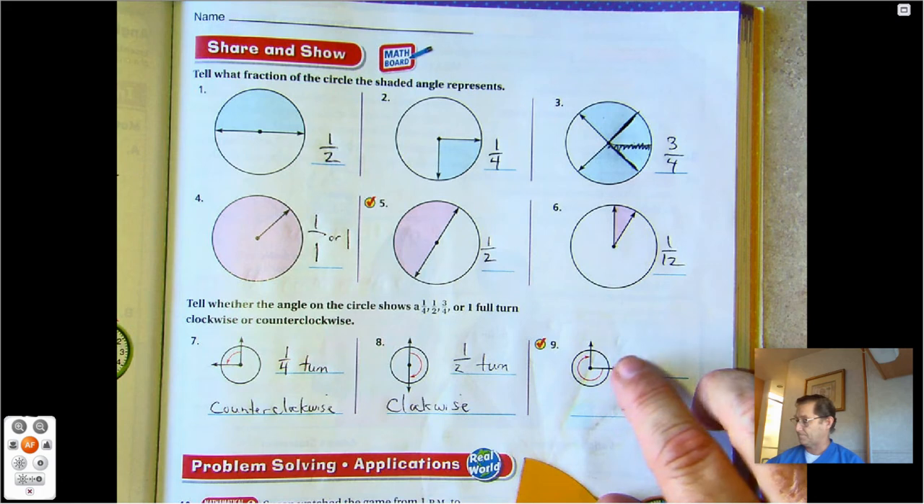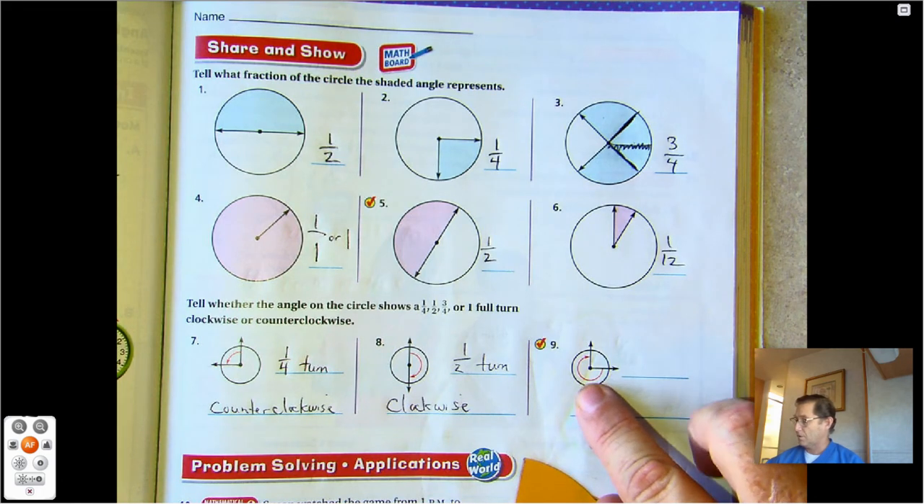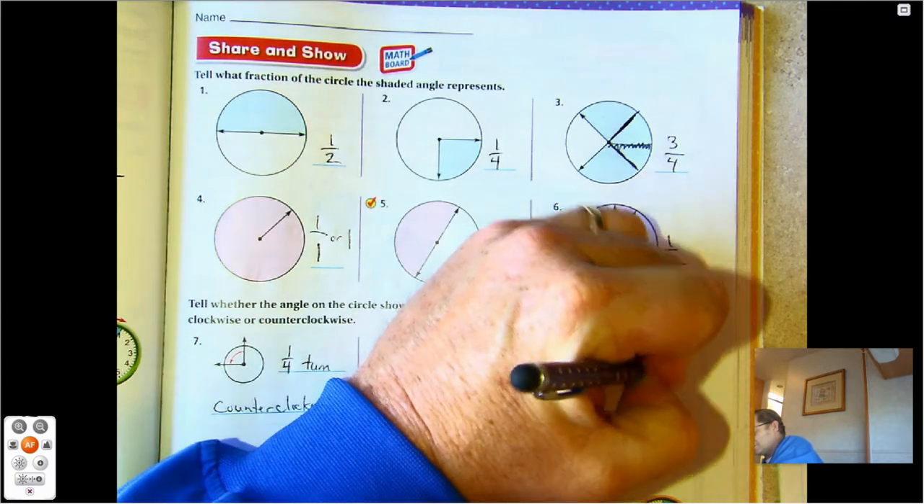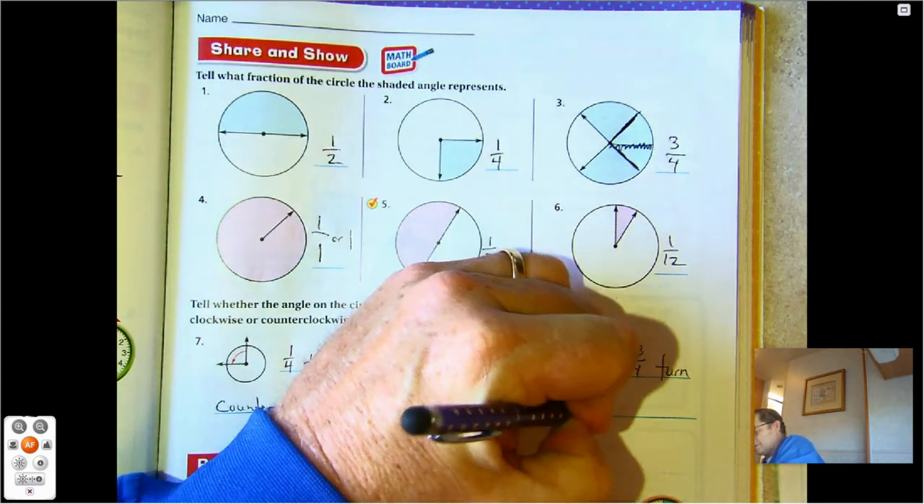Okay, here, 1, 2, 3, 3/4 turn clockwise.